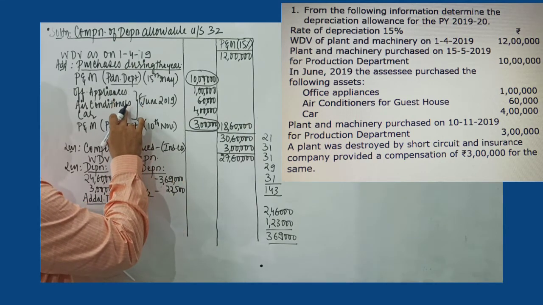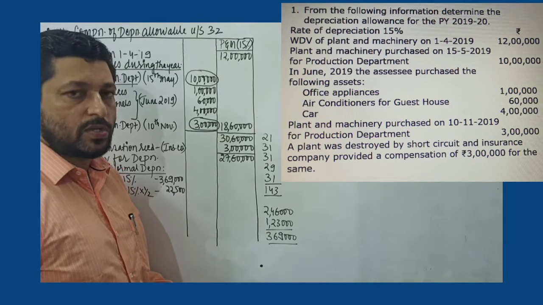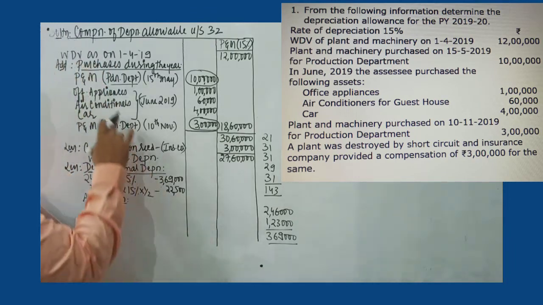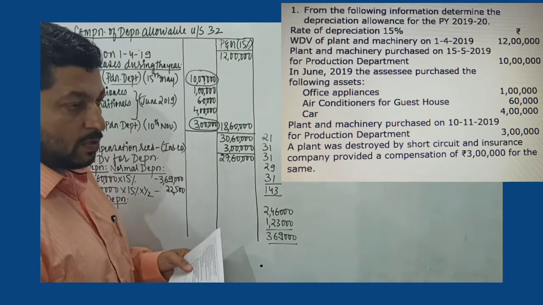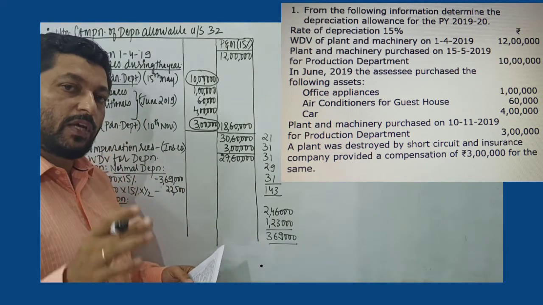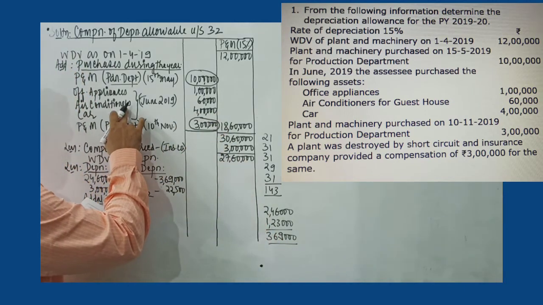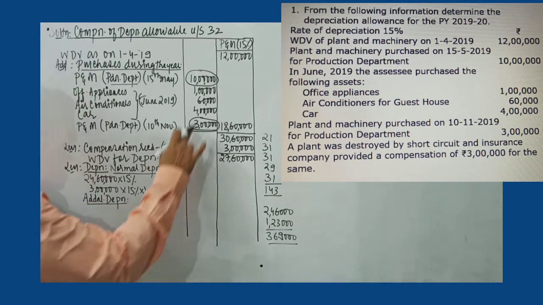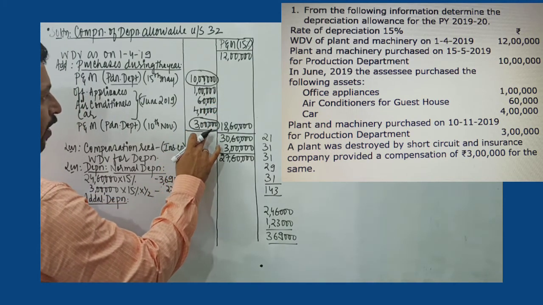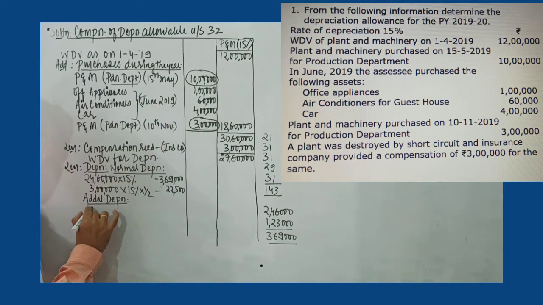Office appliances, air conditioners and cars are not installed in factory, not used in factory, not used for production, because this is office appliances. Air conditioners is given for guest house. Suppose if air conditioners was given in the factory, that would have been eligible for additional depreciation, but this is used for guest house, and car definitely it is not used in the factory. So these two, new plant and machinery, are eligible for additional depreciation, and additional depreciation rate is 20%.